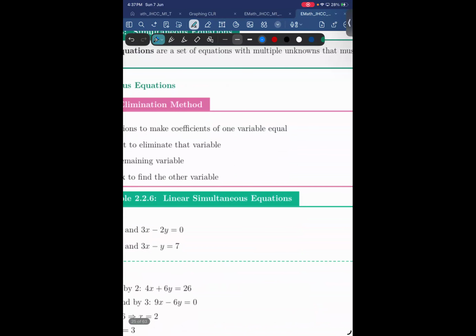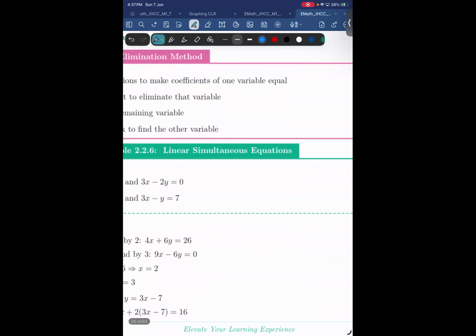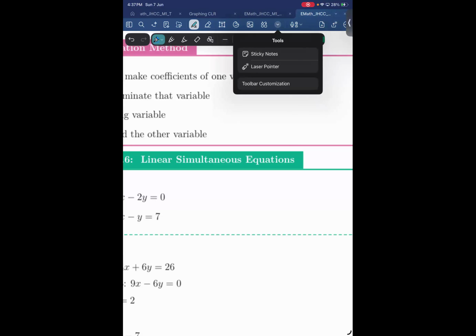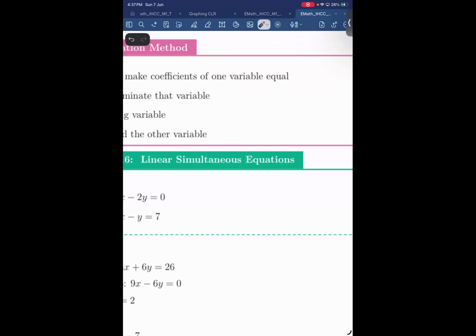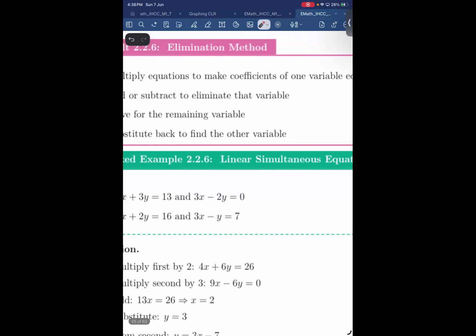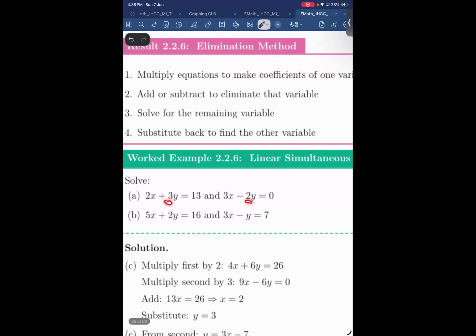So quick example. 2x plus 3y is 13 and 3x minus 2y is 0. Our goal here, what we might try to do is to eliminate y. So how to eliminate y? Maybe I want y for the first equation to be 6, and this one I want it to be minus 6. Then if I add the two equations, the y's will disappear.